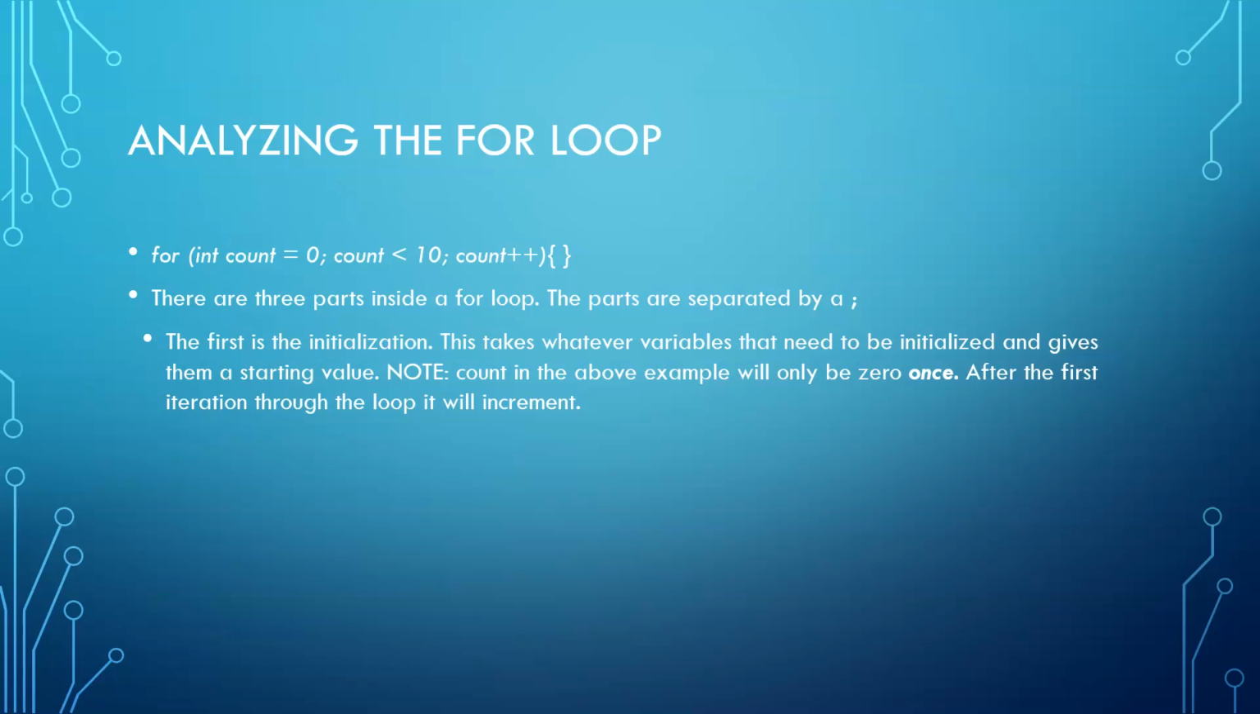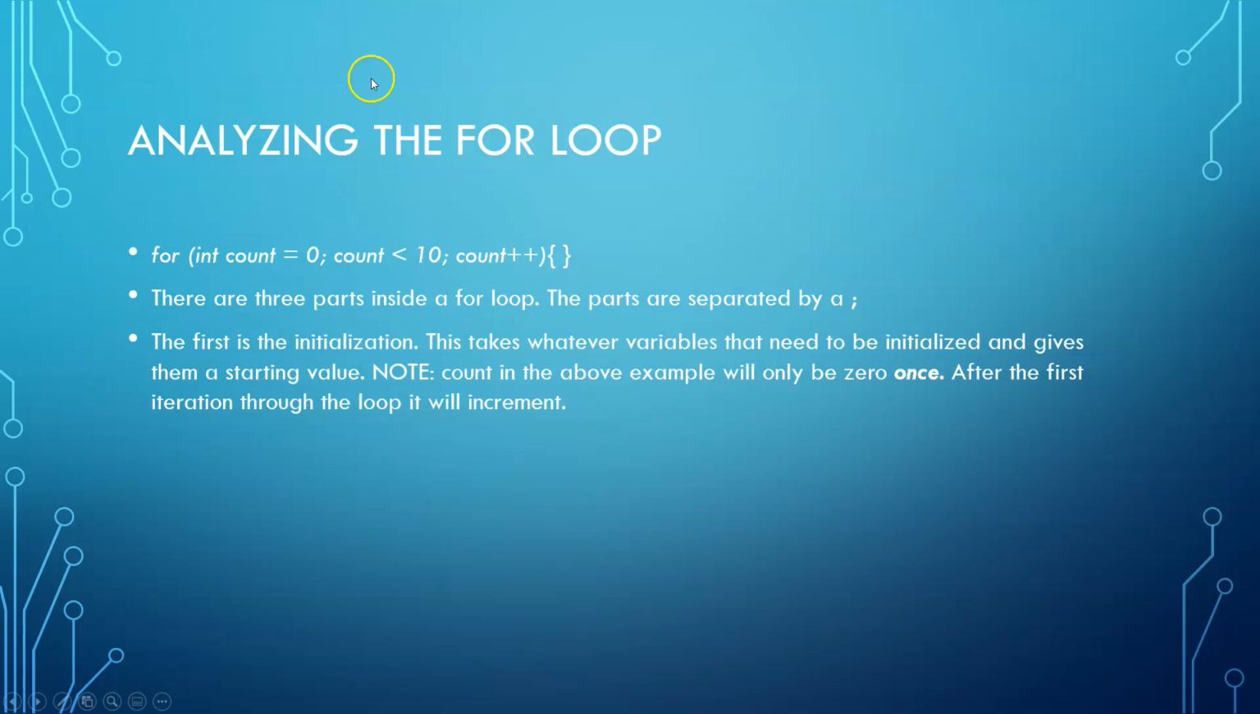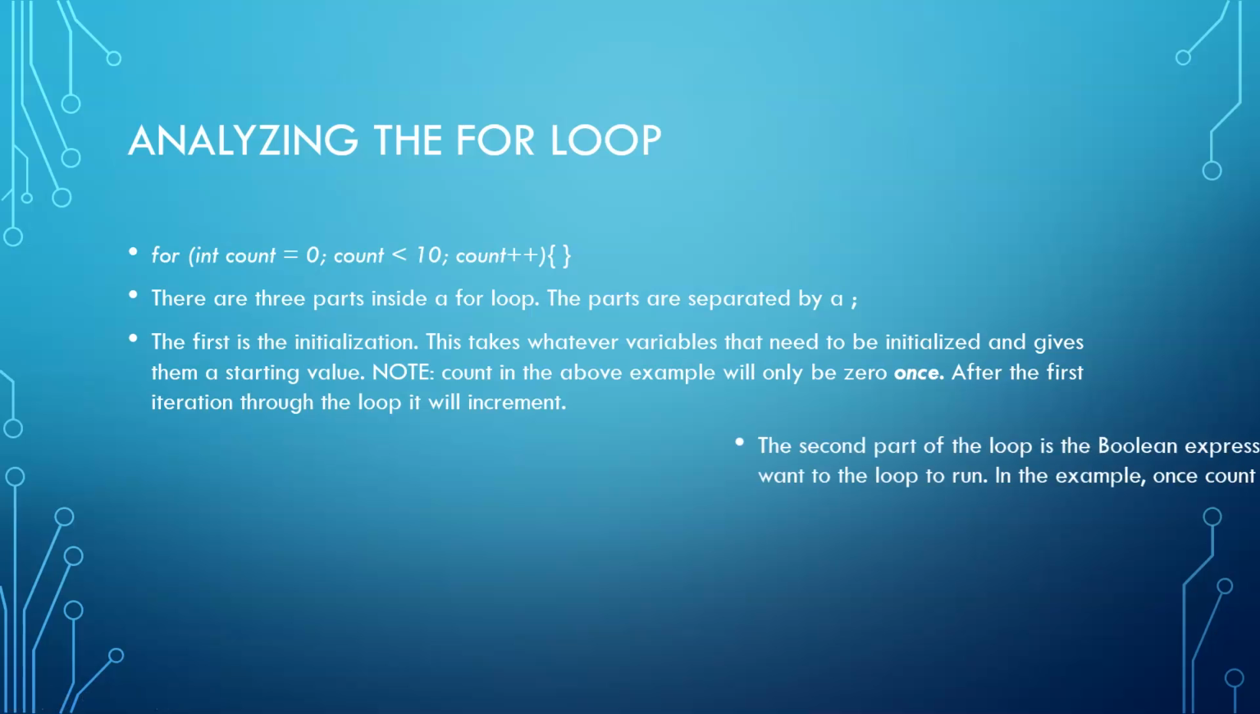You'll note that in the above example, count will only need to be 0 once, the very first time. After that first iteration through the loop, it's going to increment, hence where we have count++. So it goes 0, goes through the stuff in the middle, comes back up. Count++, it's now 1. Same thing as before, it's going to go through, increment, now it'll be 2, and so on and so forth.